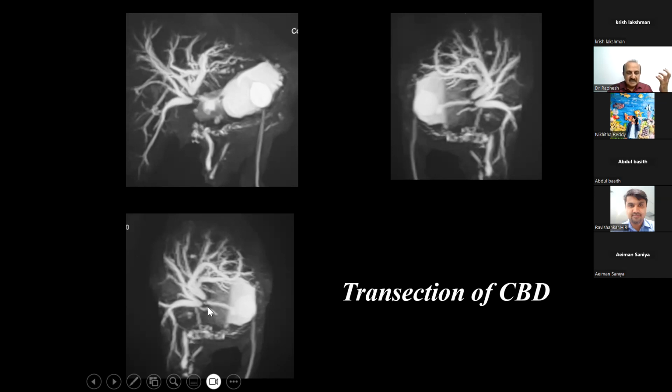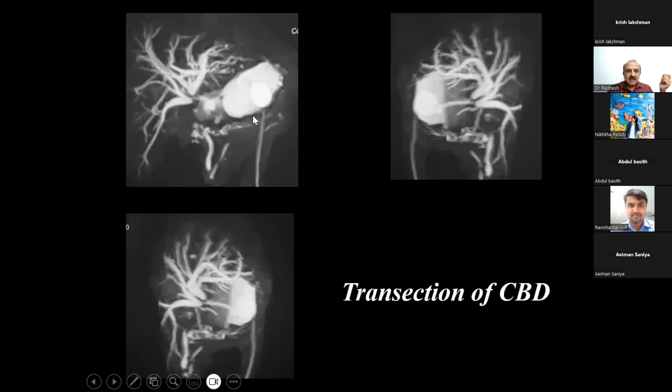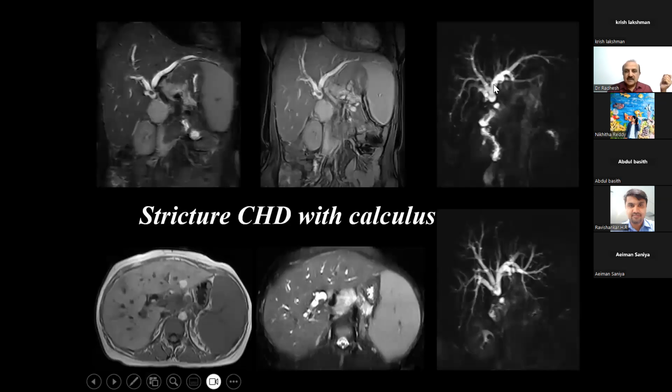Fine, though the history is there, but suppose the history is not there, then you will start thinking, oh, this is a hilar malignancy. But actually, this patient, and in fact, if you carefully see, you don't see the CHD at all, but on the source images, you see the confluence. So this is very, very important.